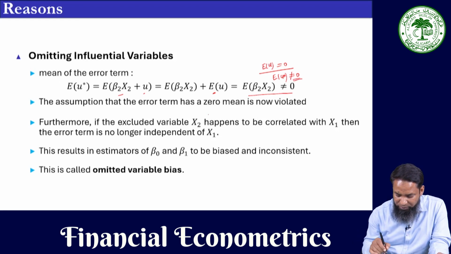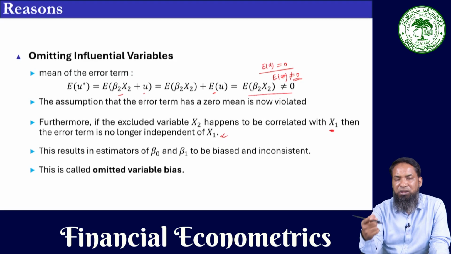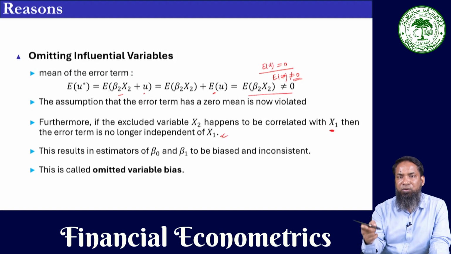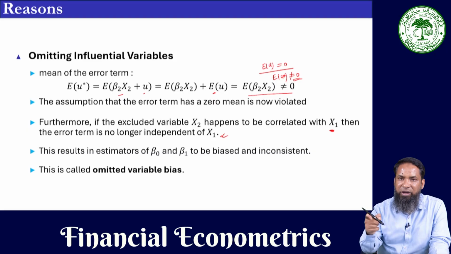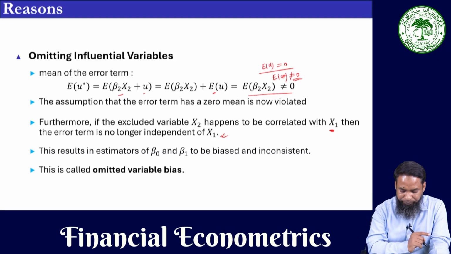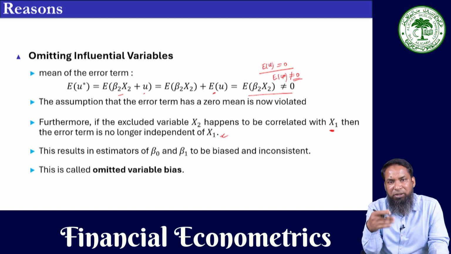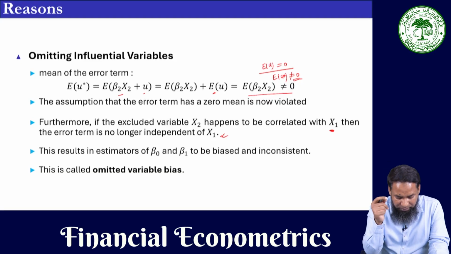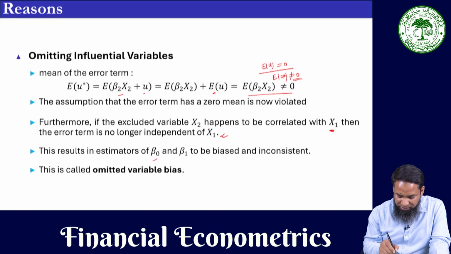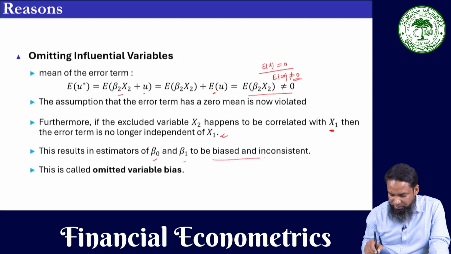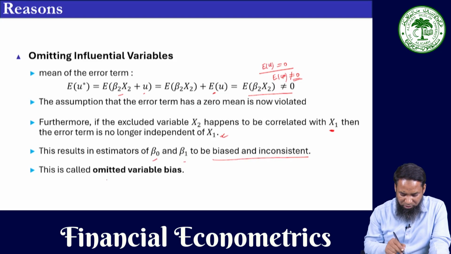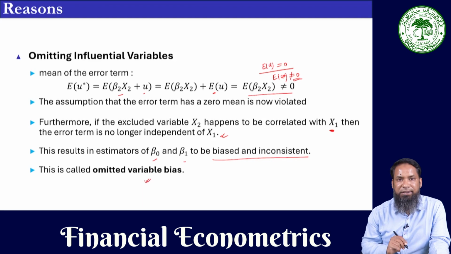Furthermore, if the excluded variable x2 happens to be correlated with x1, then the error term is no longer independent of x1, because the effect of x2 is coming into the error term and x2 has a relation with x1. Therefore, via x2 the error term has a relation with the explanatory variable x1, again a violation of the assumption. So, this results in estimators of beta 0, beta 1 being biased and inconsistent. This is called omitted variable bias.